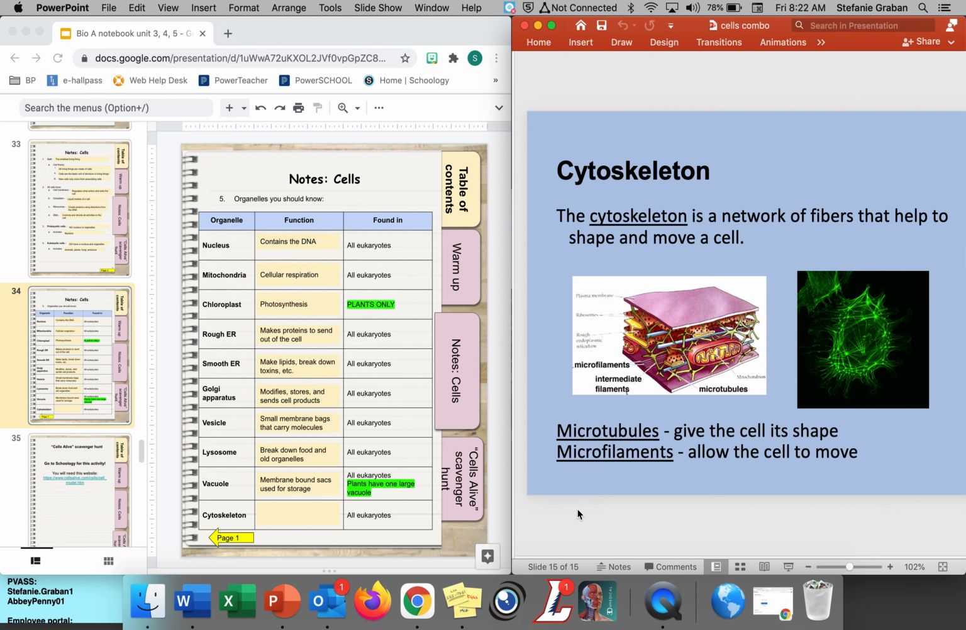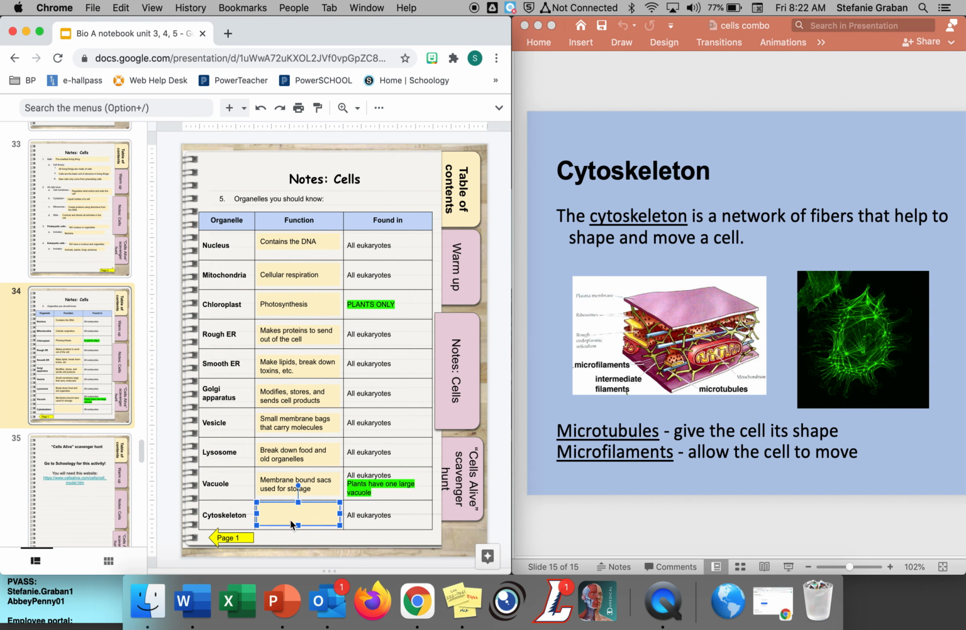And lastly, the cytoskeleton. Cyto means cell. You see cytoskeleton, cell skeleton. So it's like your skeleton, but it's made of protein fibers instead. Here's some specific names if you'd like to know. Those help shape and move the cell.